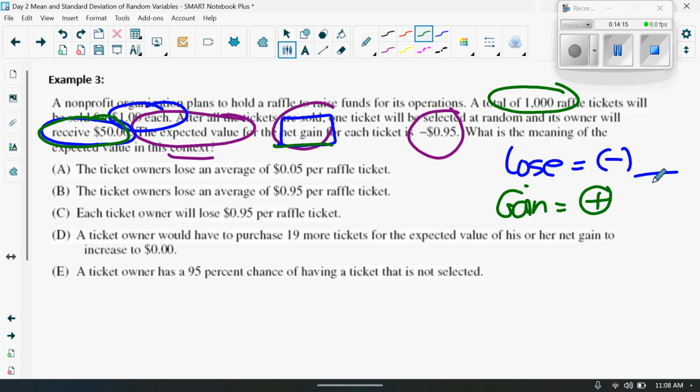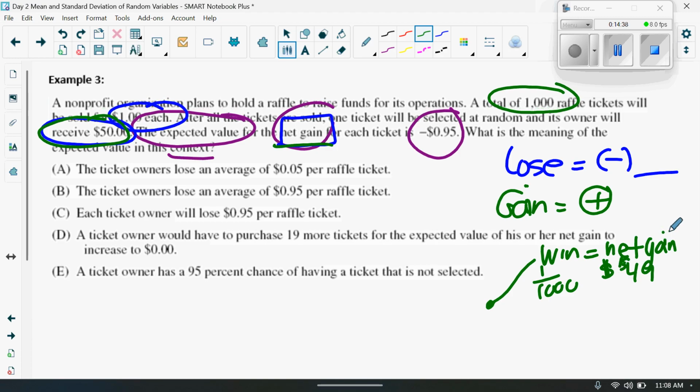So I know they didn't even ask you for this, but I just want to mention that if you are the winner, you have a 1 in 1,000 chance of winning. And your net gain is going to be 50 minus 1 because you had to lay out $1. So your net gain is going to be $49, okay?